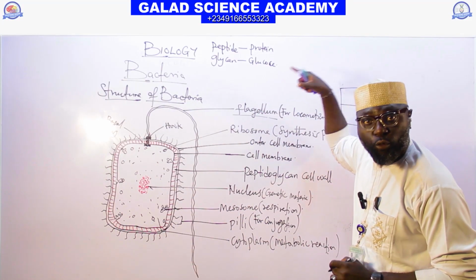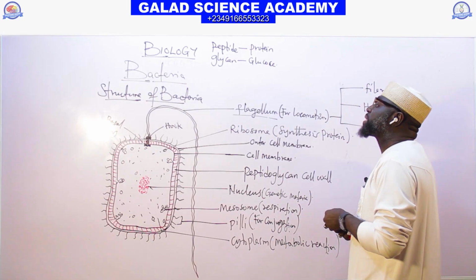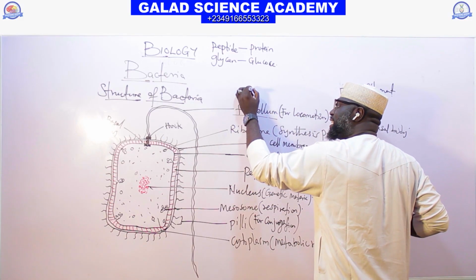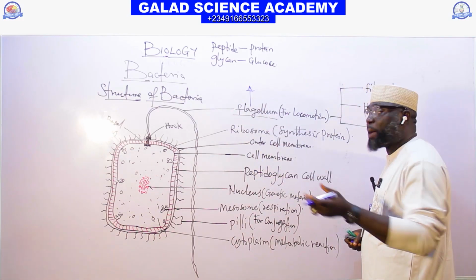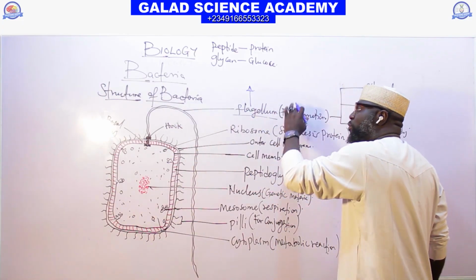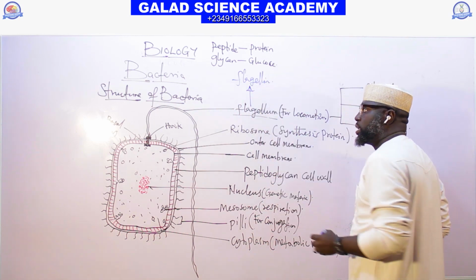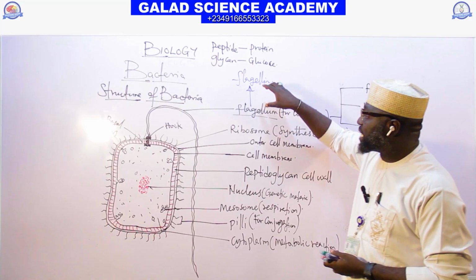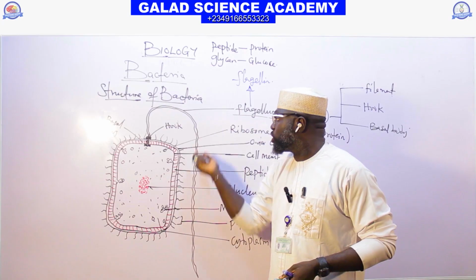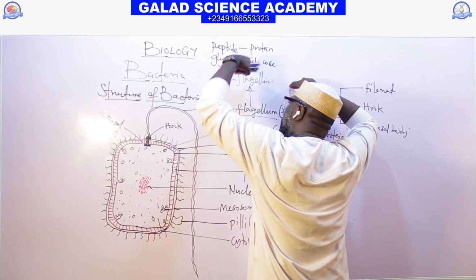And this flagellum, I said, is used for locomotion in bacteria. There is a particular protein in this flagellum which controls the flapping movement of the flagellum. We call it flagellin. The protein particle present in the flagellum, which controls the locomotion movement, is called flagellin. The protein part of flagellum is called flagellin.